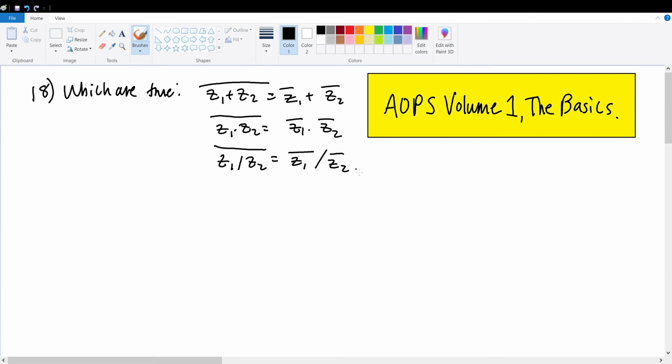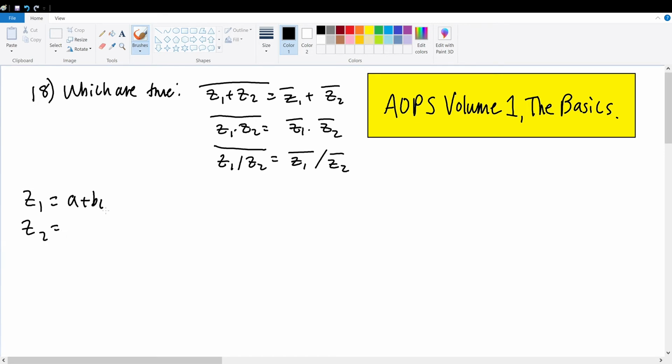AoPS Volume 1, The Basics, number 18. Which are true? The conjugate of z1 plus z2 is equal to the conjugate of z1 plus the conjugate of z2. The conjugate of z1 times z2 is equal to the conjugate of z1 times the conjugate of z2. Or the conjugate of z1 divided by z2 is equal to the conjugate of z1 divided by the conjugate of z2.